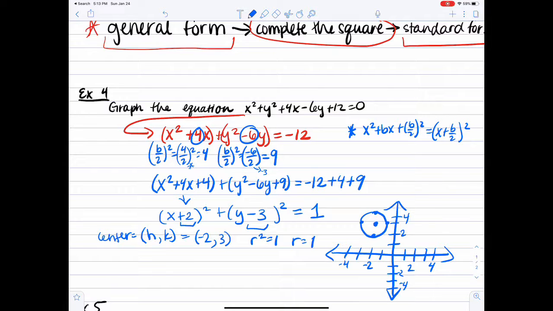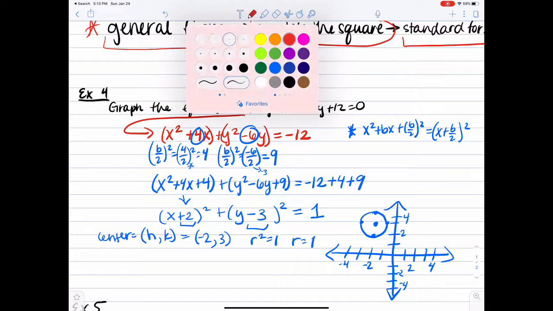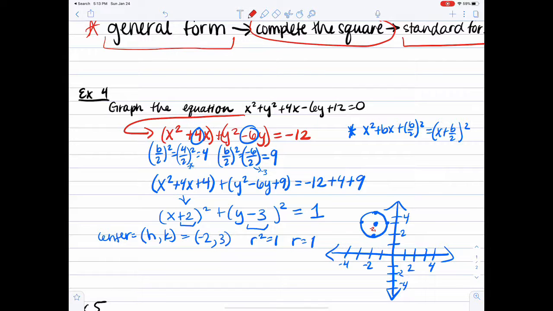And we need to plot, I don't have a lot of room there to show all the points, but this middle one was -2, 3. This one on the edge here is -1, 3. This one's -2, 4, -2, 2, and -3, 3. And that's our circle.